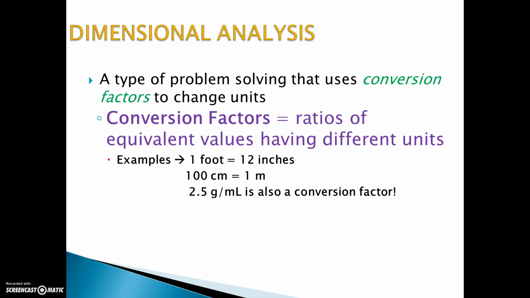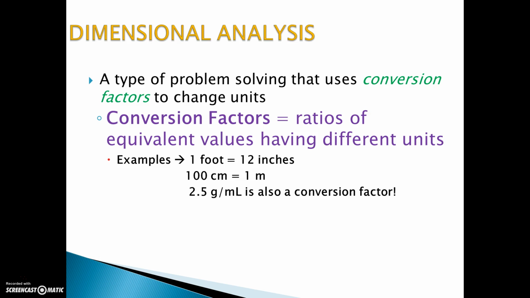So conversion factors are those ratios of equivalent values that have different units. So like 1 foot and 12 inches. If you had a piece of rope that was 1 foot long, you could also say it's 12 inches long. They mean the same thing, it's just different units to show that. 100 centimeters is 1 meter. They mean the same length of something, just different units to show it.